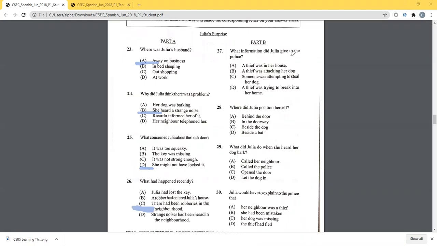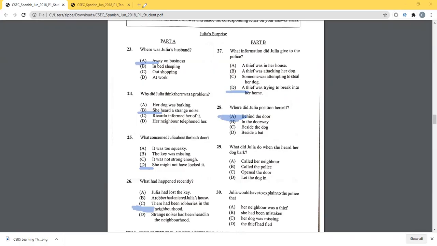What information did Julia give to the police? And again, you get it, that a thief was trying to break into the home, right? So she didn't even say the thief was in. She said the thief was trying to break in because she heard the noise at the back door. So she suspected that they were attempting to get in, right? 28. Where did Julia position herself? She positioned herself behind the door, right?